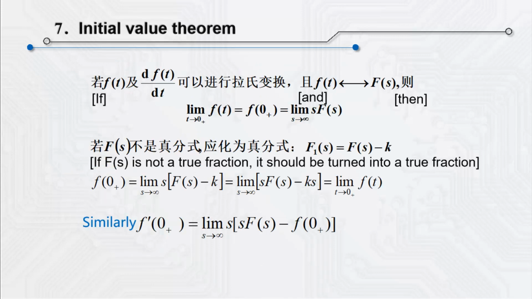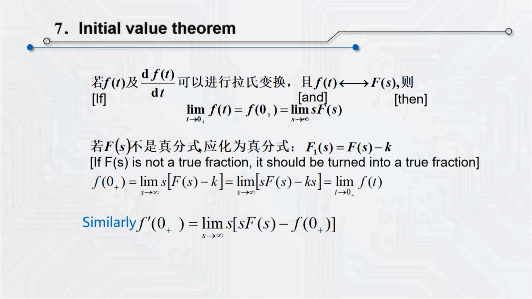Let's look at the initial value theorem. The initial value theorem says: if f(t) and f'(t) can be Laplace transformed, and the Laplace transform of f(t) is F(s), then the value of f(0+) is equal to the limit of s multiplied by F(s) when s tends to infinity. If F(s) is not a true fraction, we should first decompose it into a true fraction.